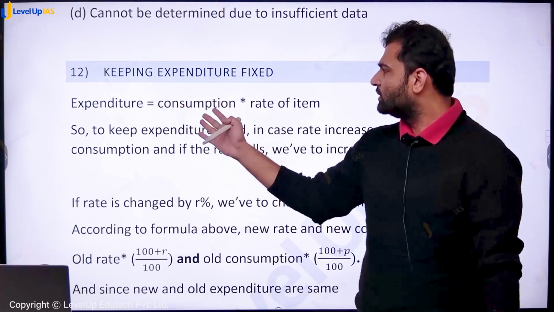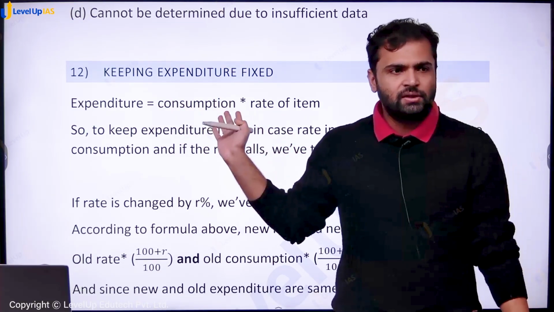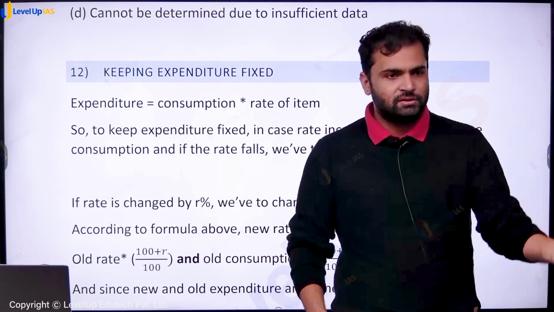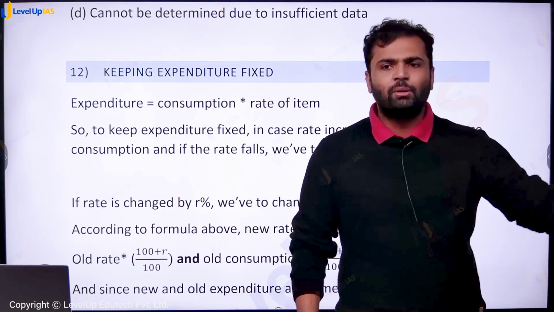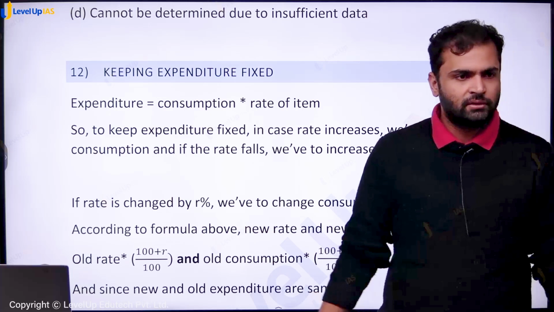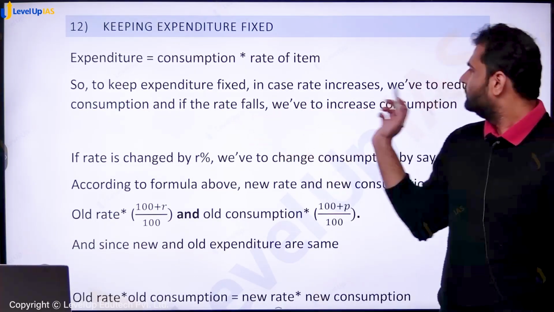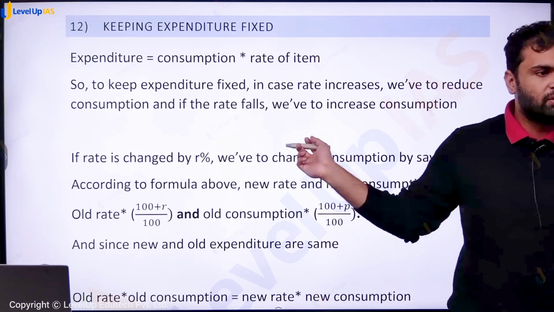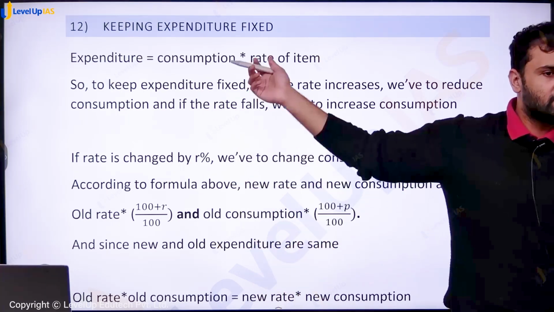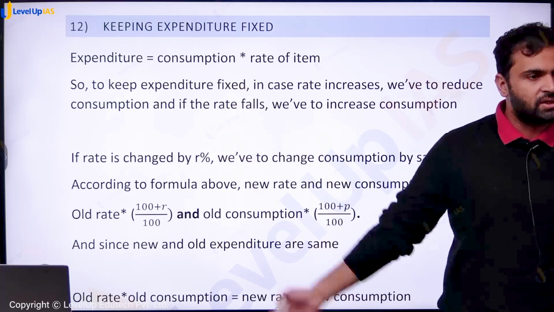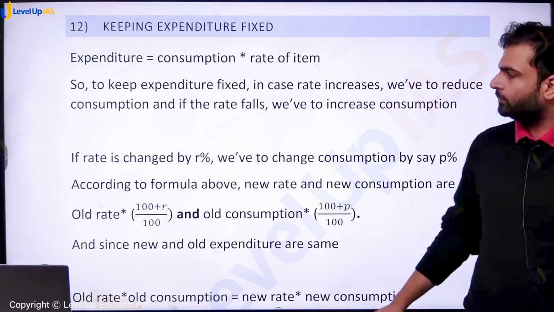Expenditure is equal to consumption into rate. This is very logical. पैसा कितना खर्च होगा, जितने की भी चीज होगी उतना into the number of things you buy. To keep the expenditure fixed, if the rate increases, consumption will fall, and if the rate decreases, consumption will increase, so that the product of two things remains the same, which is expenditure, the money you spend.